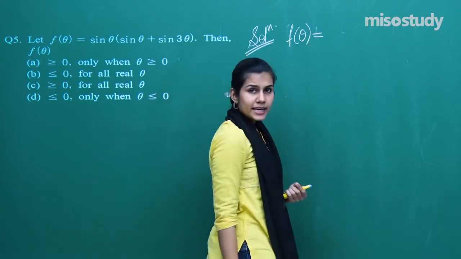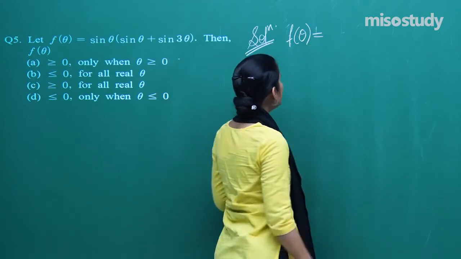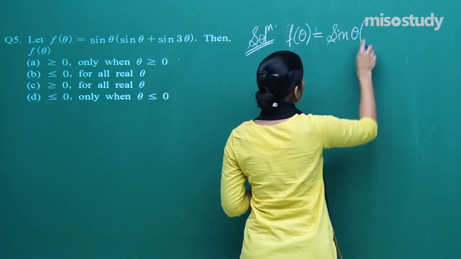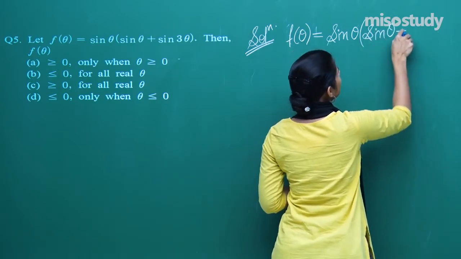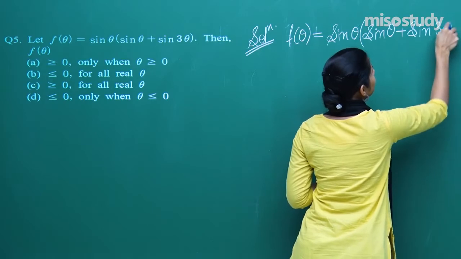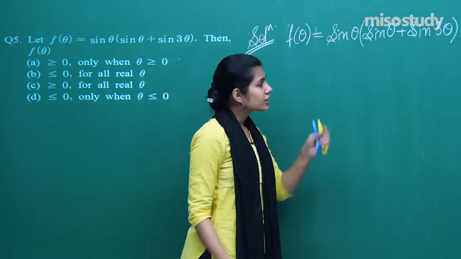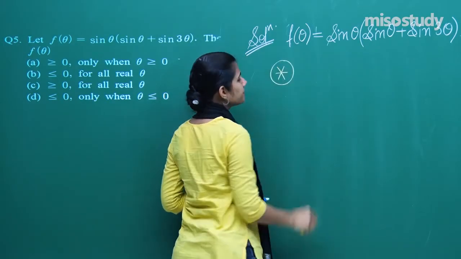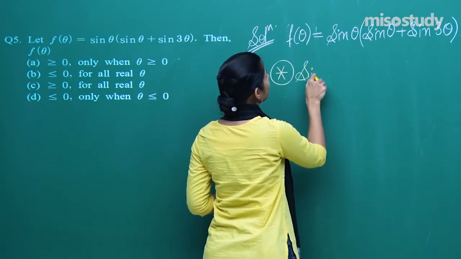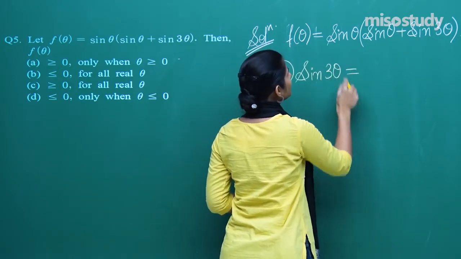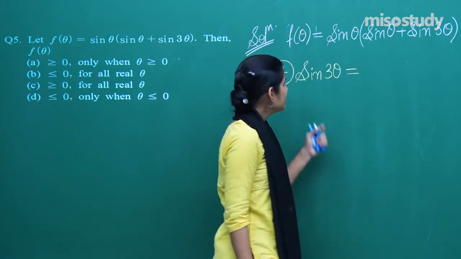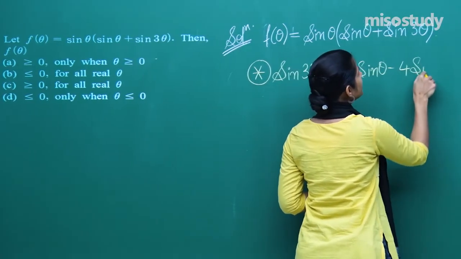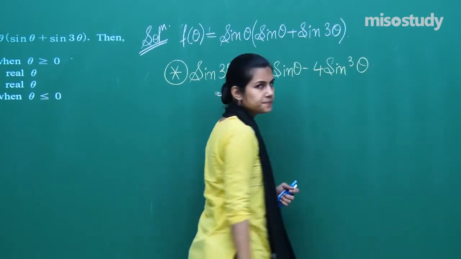The function given to me is that when you input theta, f of theta, which is the output, turns out to be sine theta multiplied by the expression (sine theta plus sine 3 theta). Now obviously trigonometric terms are getting involved over here. For that, let me give you a small concept. This concept speaks about the formula of sine 3 theta, which will be used over here to solve this. Sine 3 theta is 3 sine theta minus 4 sine cube theta.